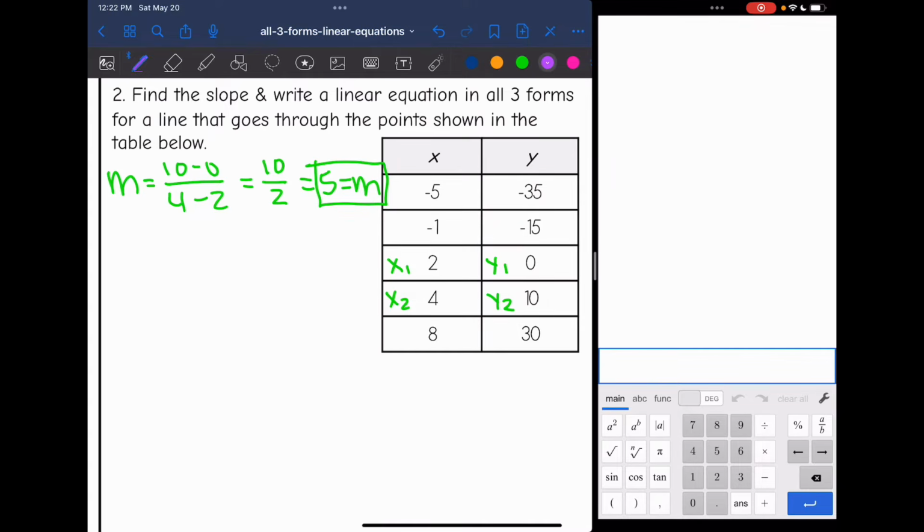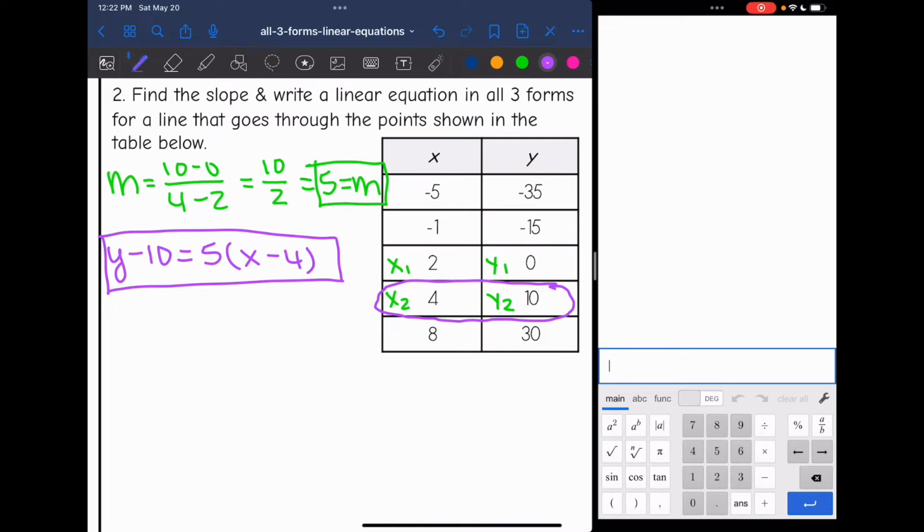Now I need to write my equation in point slope form. You can use any point from the table. I'm going to use this point for 10 this time. So my equation in point slope form will be y minus the y value of 10 equals the slope I just found of 5 times x minus the x value of 4. So there's my equation in point slope form.